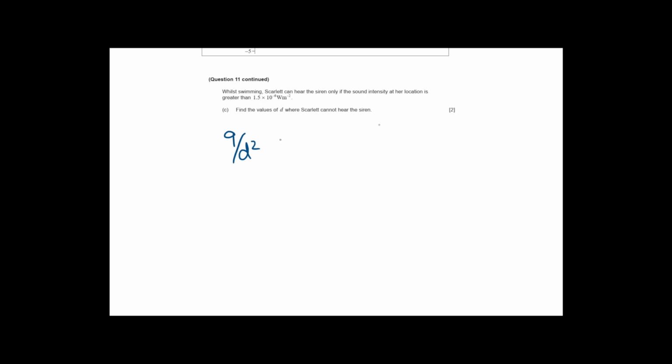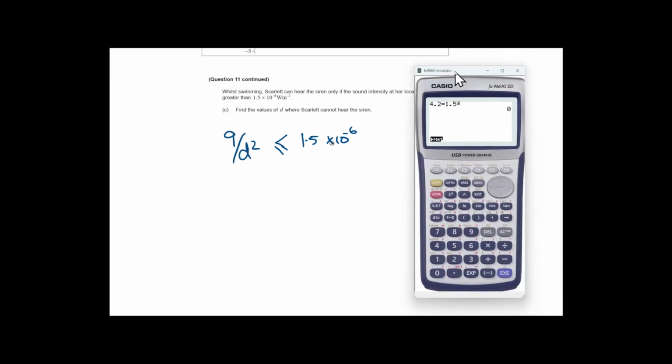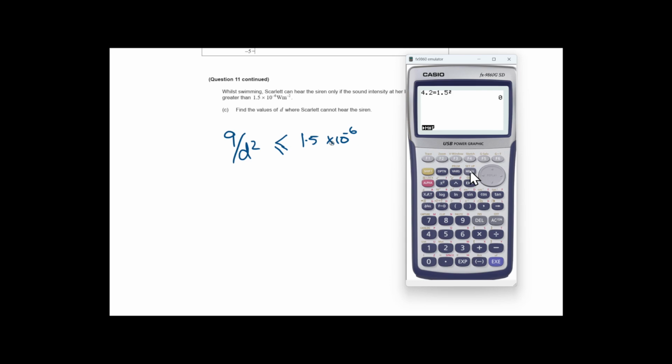So we're going to find where that's less than 1.5 times 10 to the negative 6. And actually, I just did it just now, and I'm going to do it on the calculator, by solver. I've put them in here, so 1.5 times 10 to the negative 6, and then I've done that one there, and I'm going to draw it. I had to zoom out a lot, so you might not be able to see it, but there is actually the graph there.